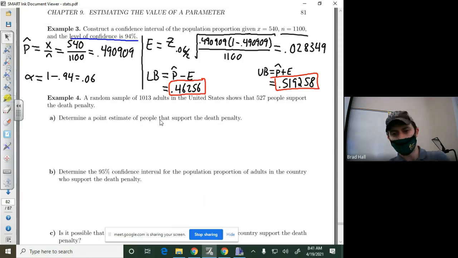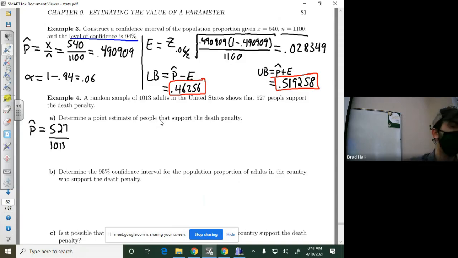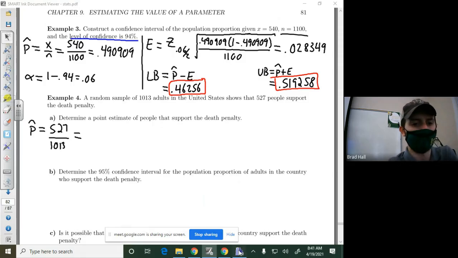1,013 adults were interviewed. 527 people supported the death penalty. They want us to start off by determining a point estimate. So the point estimate, well, we're not given the lower or the upper bounds, but we are given the ratio. It's 527 people that support the death penalty out of 1,013 people. That's really it for part A here.